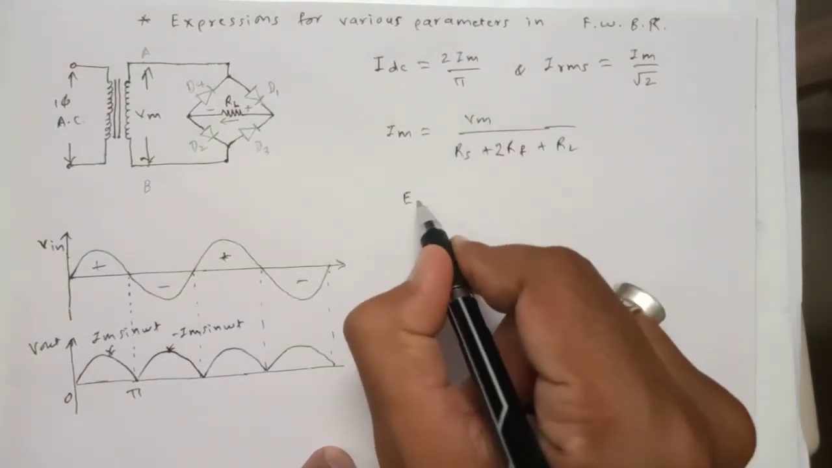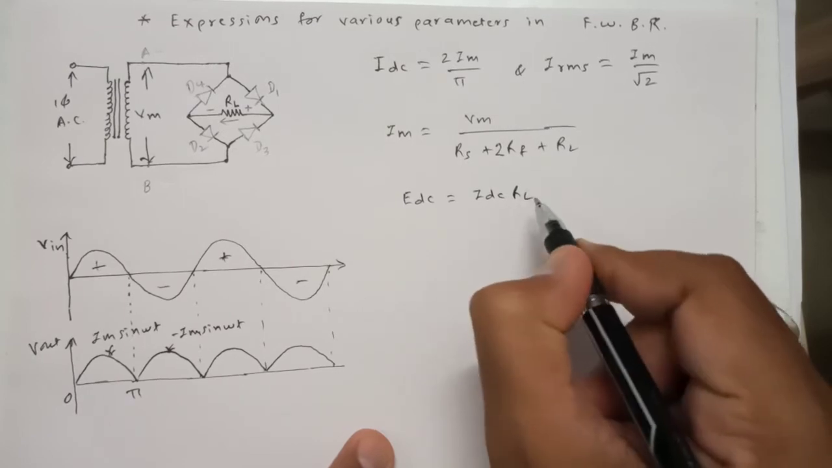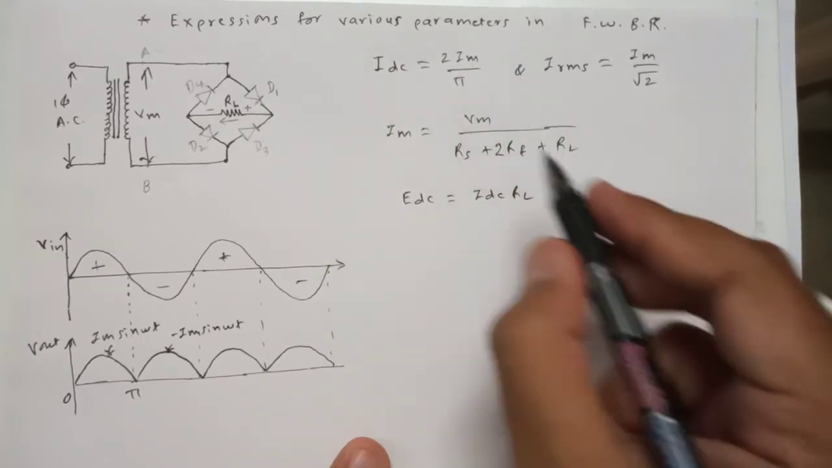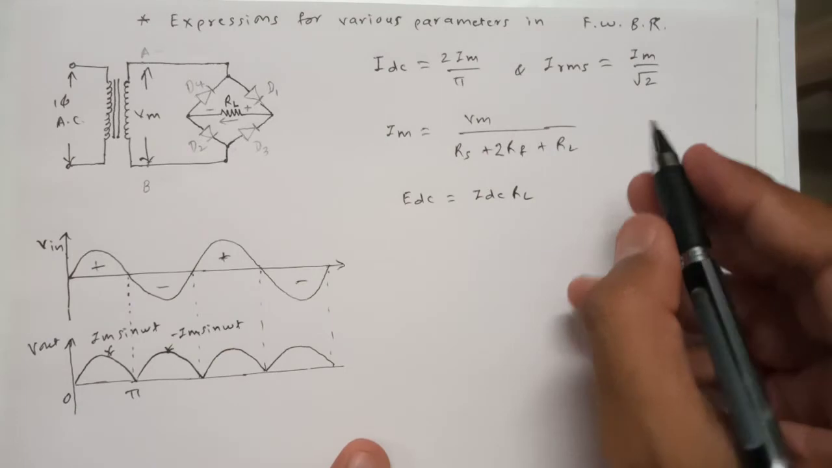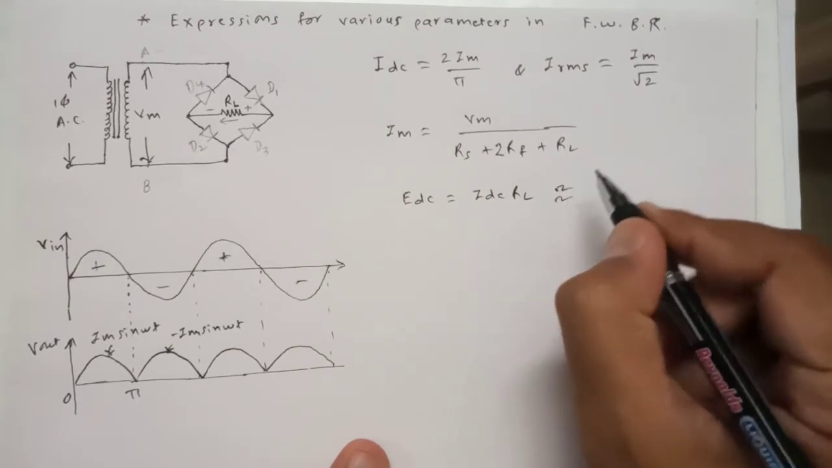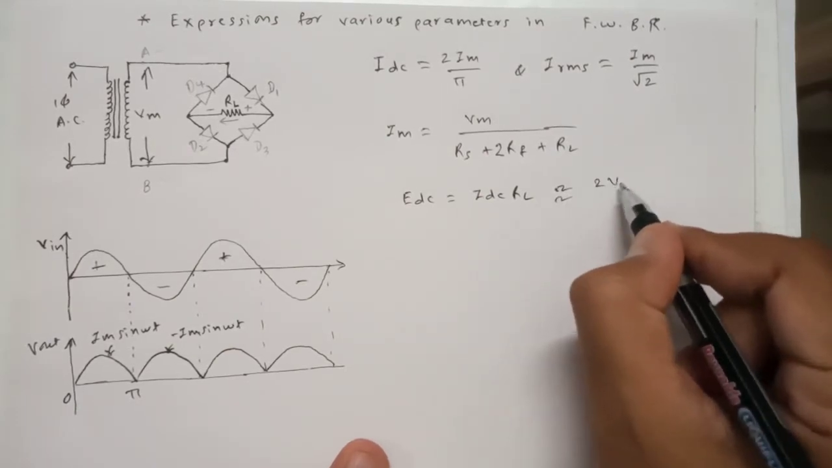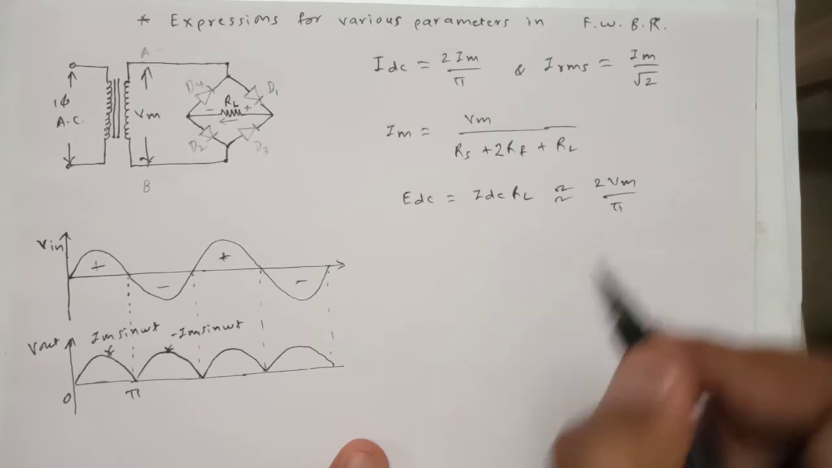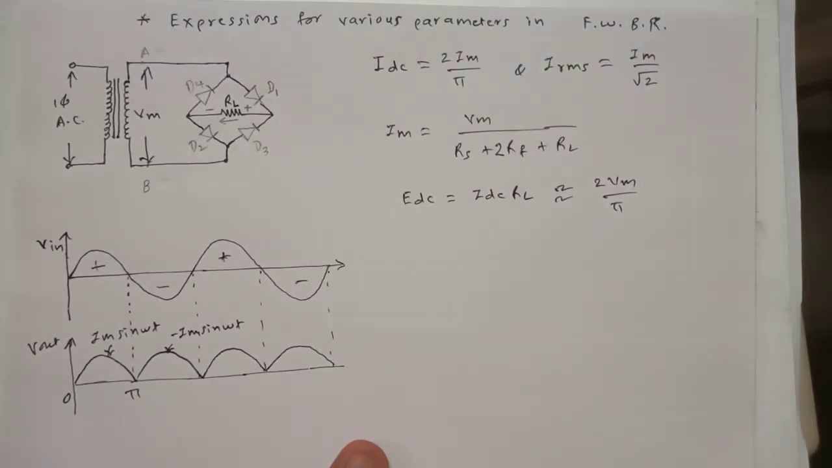So we know it is given by IDC multiplied by the load resistance RL. Then again, putting in all these values, you can solve further. Ultimately we can prove that this comes to be twice Vm by pi. This we have already derived, so I will not go over it once again, to save time.